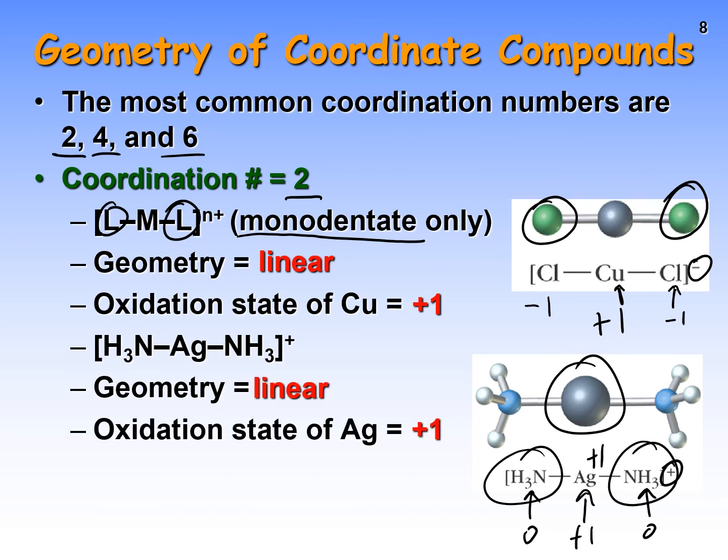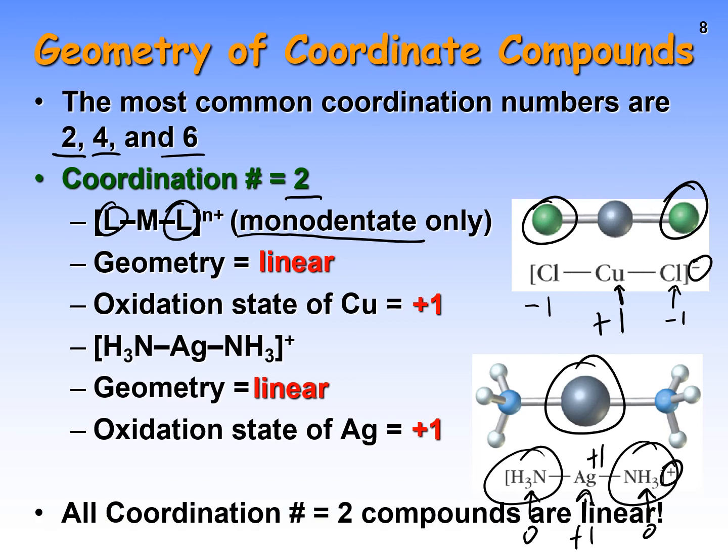Oxidation state +1. When we have 2 things coordinated to our metal center, it's always going to be a linear geometry. Cool, so let's look at something else. All coordination 2 compounds are linear.